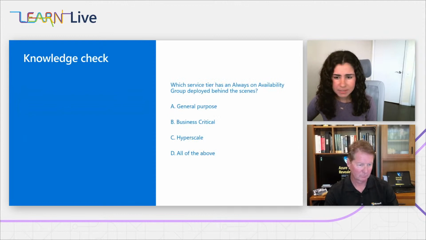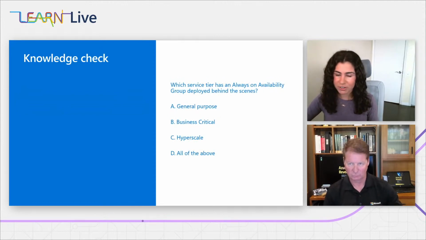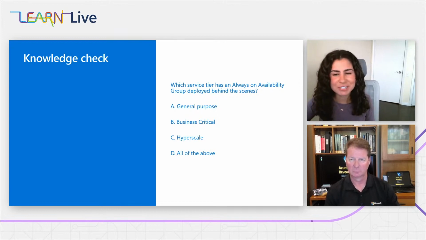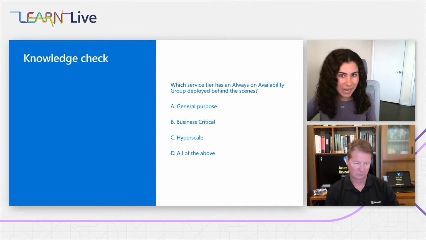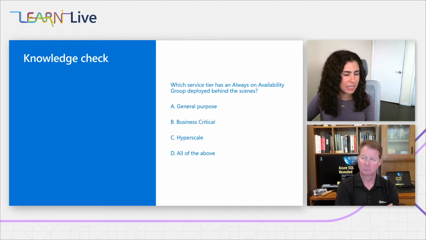Okay. Now we have one more question, a chance to redeem yourself if you got the previous question incorrect. The question is: which service tier has an always-on availability group deployed behind the scenes? Hopefully this is a little more straightforward. While you take a stab at answering this, we did get one question in.